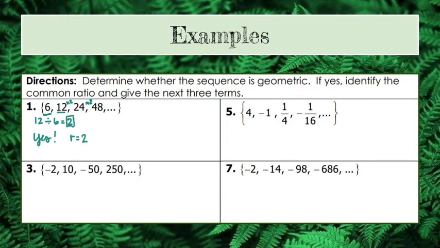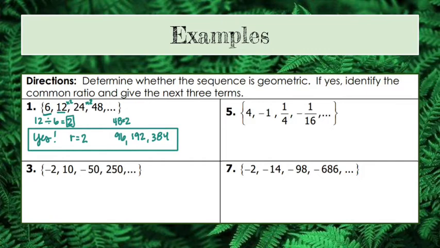And then the next three terms will be 48 times 2, which is 96, and then 96 times 2 is 192, and then 192 times 2 is 384. So all three of these components should be part of your answer. On number 3, we're just going to keep repeating this process.